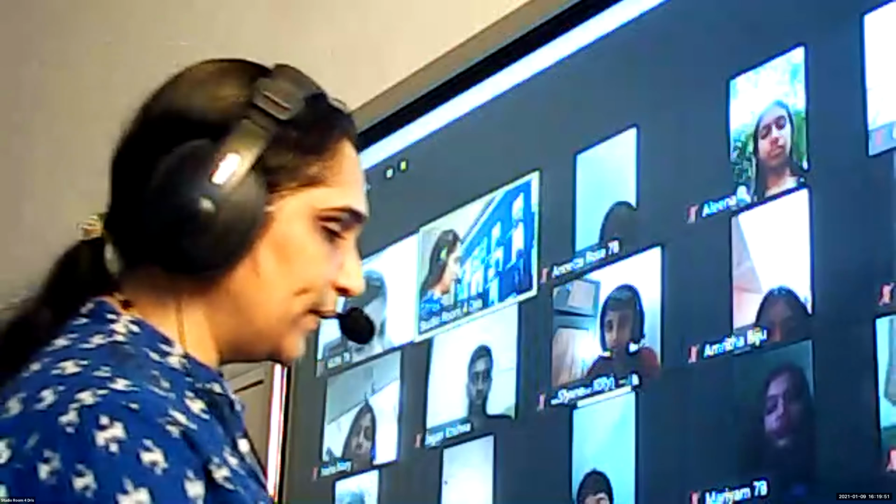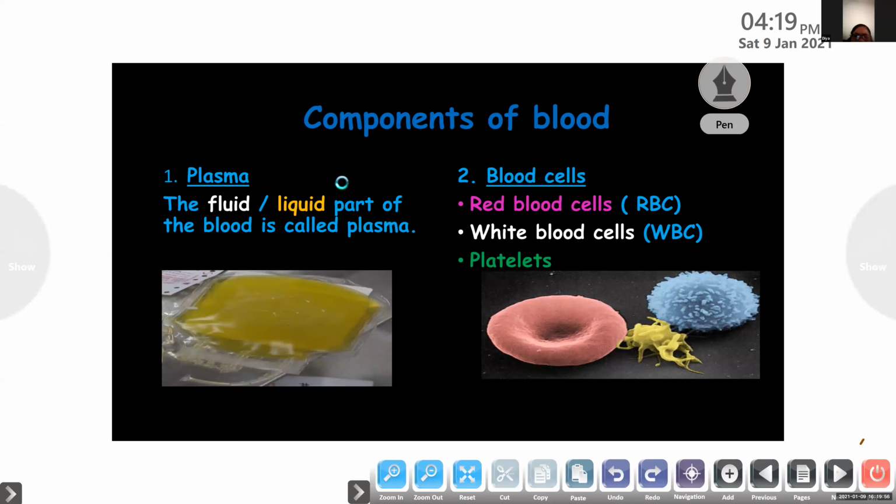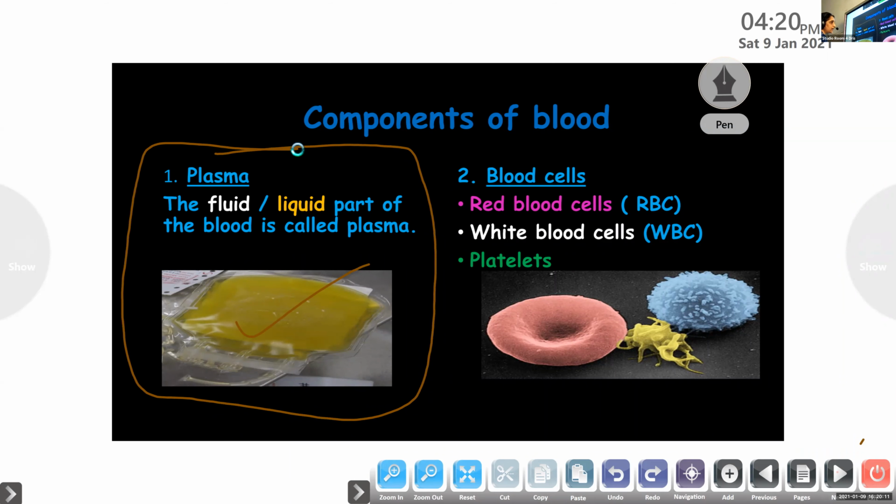Yes. See here, that is another thing, and I will come to that point. That is a component, the platelets, right? Yes, blood platelets. So this one in the packets is plasma. Today we can only discuss the liquid part. The name of the liquid or fluid part of the blood is called plasma.